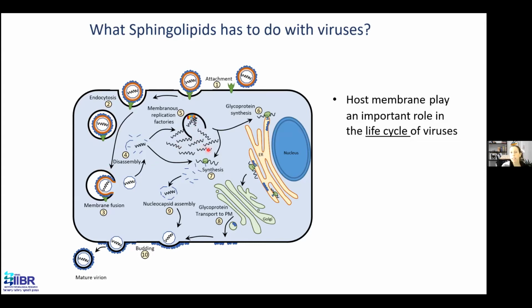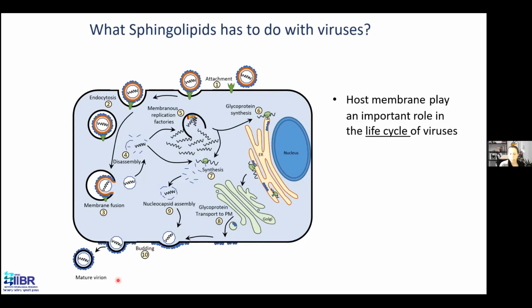Also, when we speak about replication of the virus inside the cell, many viruses use replication factories which they create, which are membrane embedded. And of course, when we speak about enveloped viruses, when it goes outside the cell, the virus doesn't have its own membrane, but it just takes a piece of the membrane of the host. So every difference in the host membrane can influence the mature virion which leaves the cells.